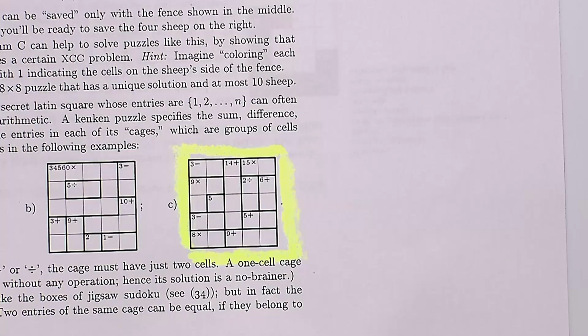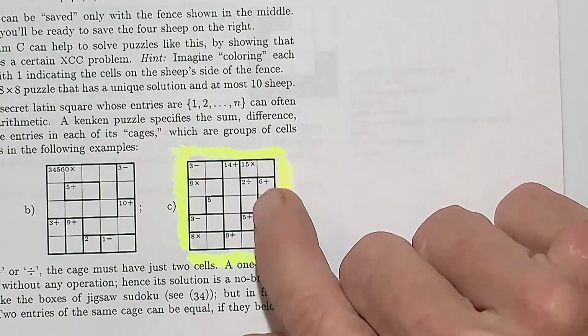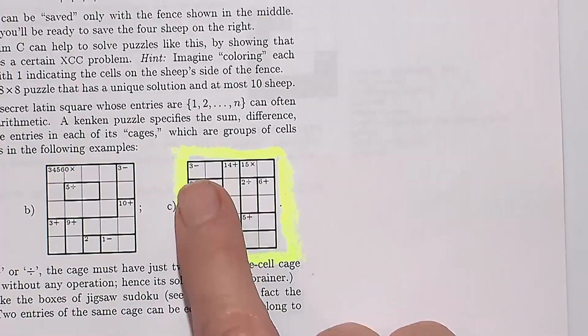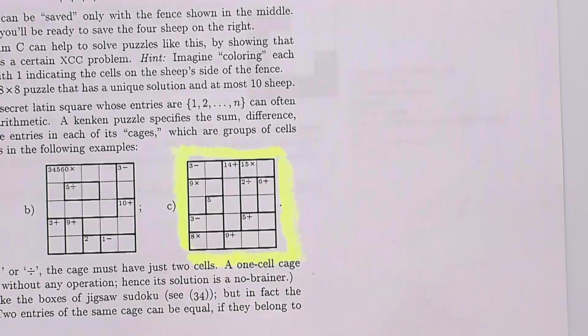And similarly, if it's a division, the cage has to be size 2, and you divide one number by the other. So here's an example where you get a 2 after dividing one number by another, and that's got to be either 2 over 1 or 4 over 2, because your numbers are only 1, 2, 3, 4, or 5. Okay, so this is Ken, and you see the clues here are 3, 14, 15, 9, 2, 6, 5, 3. It gets boring, right?